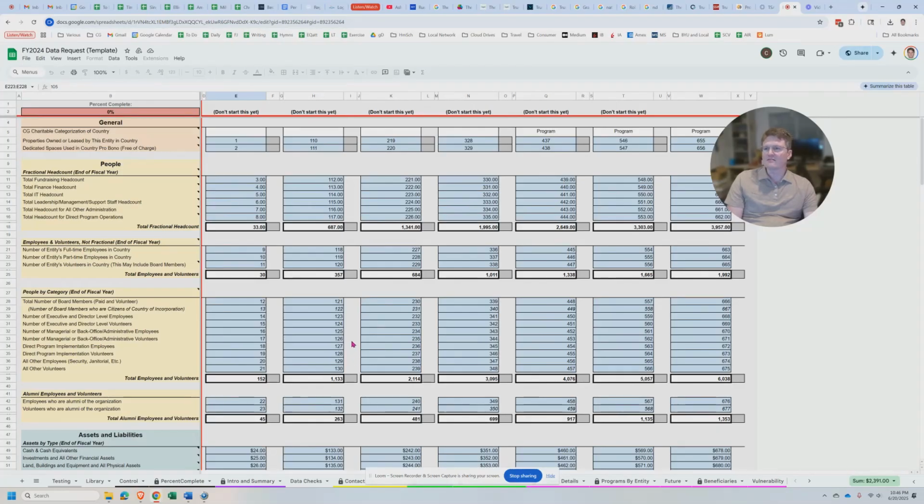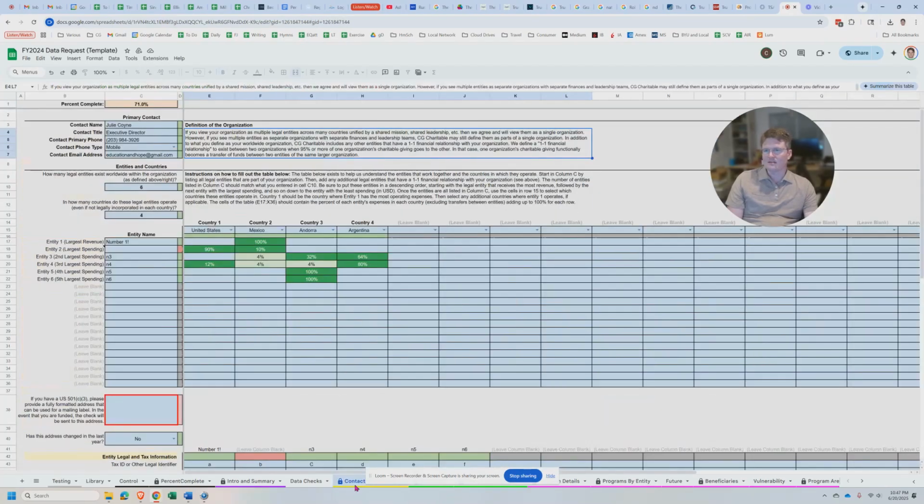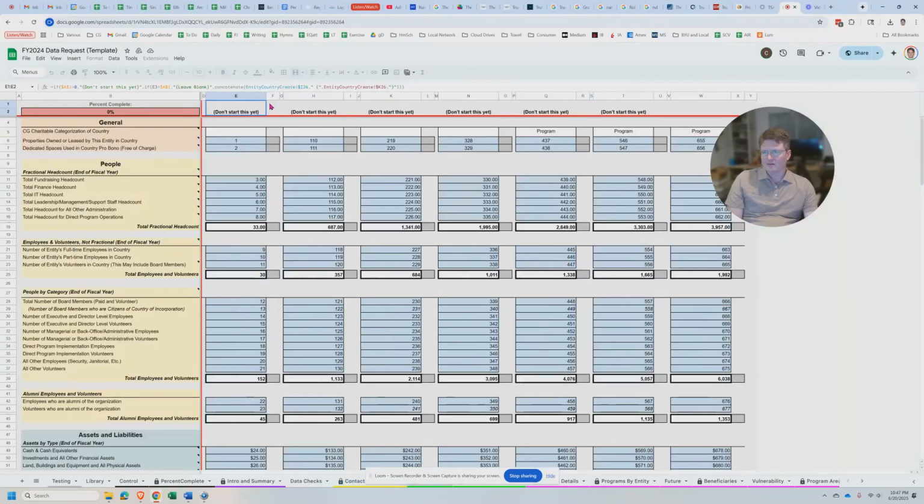The first thing I'd like to draw your attention to is if row number 2 says don't start this yet, that's for your own good. Please don't start it, because that indicates that something is still incomplete on the Contact and Entities tab. If this is incomplete in any kind of way, that's going to really cause problems on this tab and is going to create a lot of rework and wasted time. So wait until the Contact and Entities tab is completely done before moving on to complete this tab.